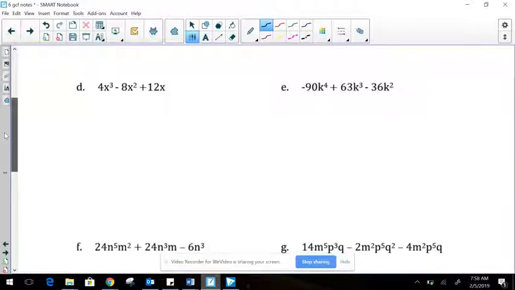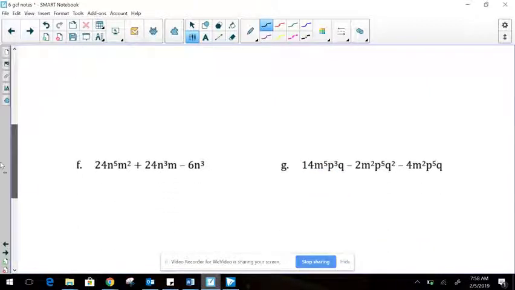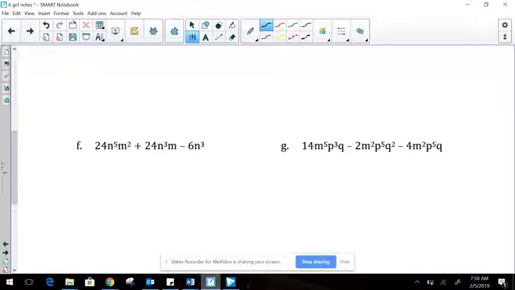Okay, let's skip down here to F. We'll just do a couple more. Okay, so F here we have 3 terms. Look at your 3 numbers, 24, 24, and negative 6. I'm going to take out a 6 from all 3. That's my GCF, the biggest number that goes into all 3 of them. All right, and then my n's. I have n to the fifth, n to the third, n to the third. The smallest is n to the third. And then my m's. I have m squared, m, and then nothing. So I don't take out an m because this last guy here doesn't have one to take out.